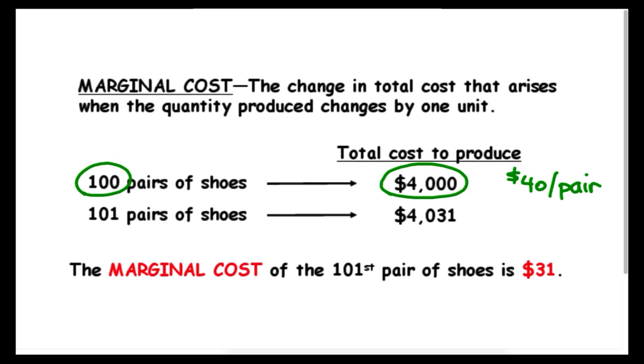All right, in our capitalist society, what you do is you make them for $40 a pair. You sell them to a sporting goods outlet for maybe $60 a pair, and then they charge the customer $100 a pair. And everybody's happy.